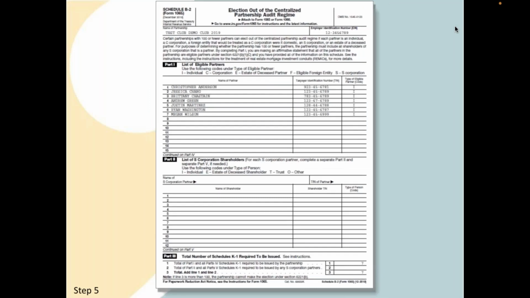For instance, if your club has opted out of the CPAR partnership audit requirements, you'll have a form called a Schedule B2. It lists all of your club members, their tax IDs, and the type of entity they are. For investment clubs that can use bivio, these should all be listed as I for individual.